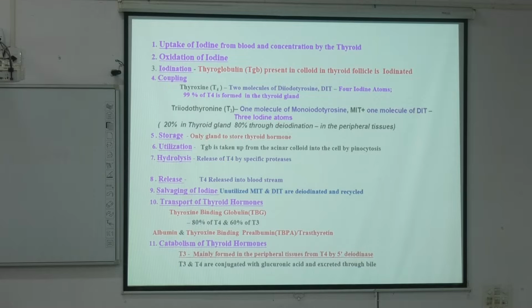It will be transported to the peripheral tissues, where it will exert its function, and finally these hormones will be excreted through the liver by conjugation with glucuronic acid. Each and every step I will be telling you, and you must remember all these 11 steps, because this is important for examination: how thyroid hormone is produced.